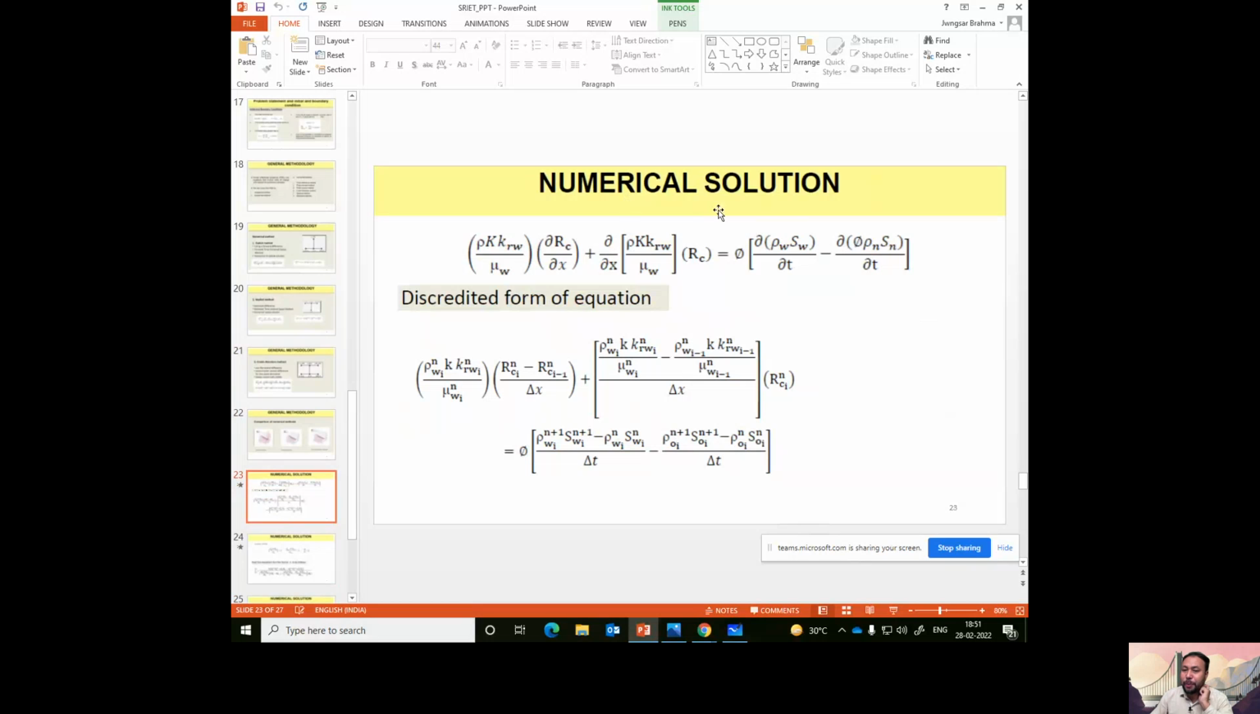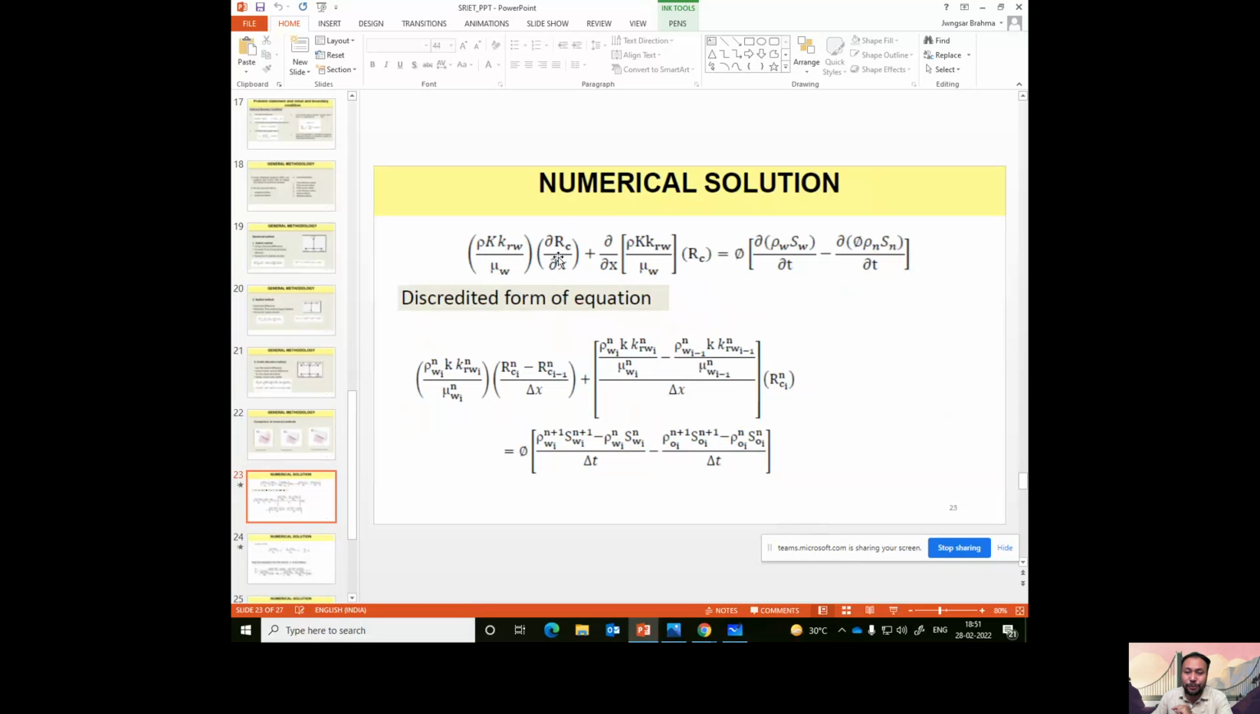Now come up here, numerical solutions. This was the equation in analytical form, which is a function of density, permeability, relative permeability, viscosity, porosity, saturations in the wetting and non-wetting phase, and a function of time and length. Now, I want to replace these partial differentiations with their discrete form.